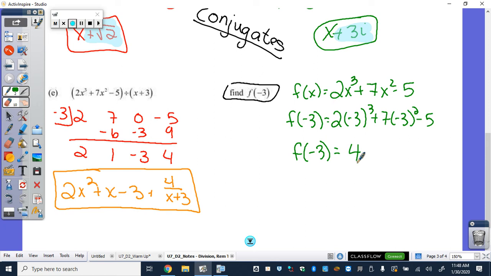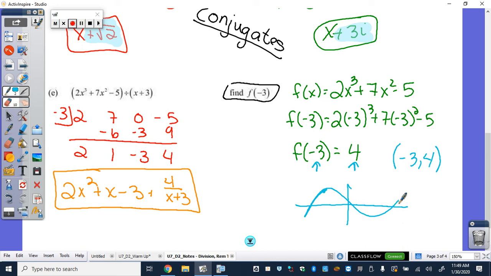So thinking back to our functions unit, back to unit 4, what point do we know is on our graph? If I plugged in a negative 3 and got a 4, that means the point negative 3, 4 is on our graph. That's like here-ish, and then the rest of the graph would be there.